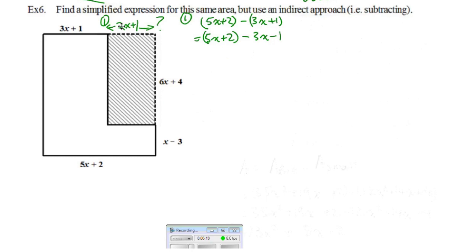So 3x was originally positive 3x, so we're going to change it to minus 3x. And then plus 1 has been changed to minus 1 when we drop its bracket. It's kind of like saying, okay, distribute the negative 1 into the bracket, and then whatever comes out, comes out. So just remember, if there's a minus sign sitting in front, just flip all the signs. Okay, and now we end up with 5x plus 2 minus 3x plus 1.